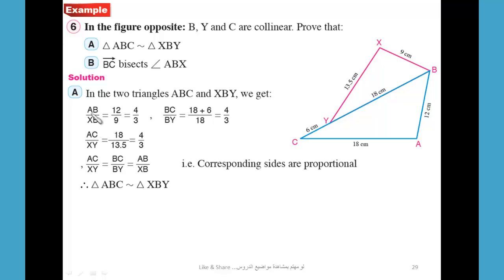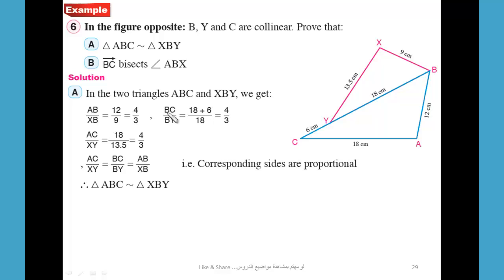Again, how do we choose these sides? Like this: BC and BY. BC and BY are both the greater side in the two triangles. Right? We write BC over BY. What are the smaller sides? The smaller side in triangle ABC is AB, equal to 12. And the smaller side in triangle XBY is XB, equal to 9. So the smaller side over the smaller side.